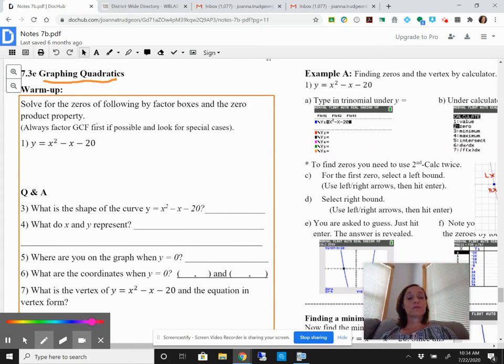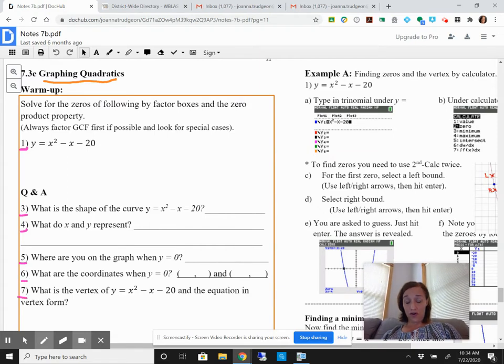Let's start with this warm up here. It says solve for the zeros of the following by factor boxes and the zero product property. So you should be able to do this. And then there's some questions here. I don't know why it jumps from question 1 to question 3. It's a real good question. You should be able to answer all these questions. And then from there, we'll continue on with the lesson. So go ahead and do those.